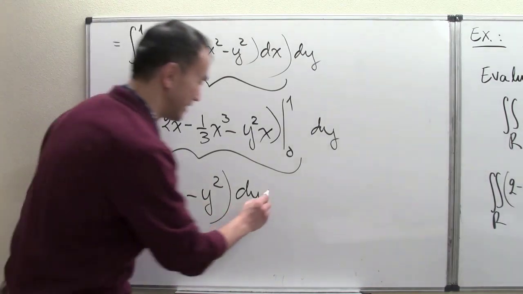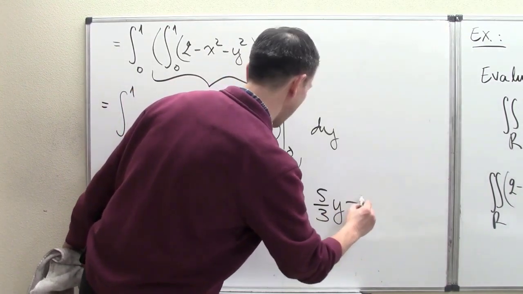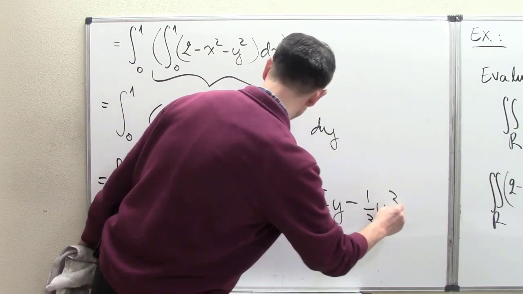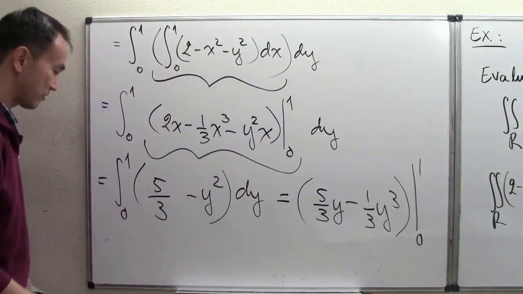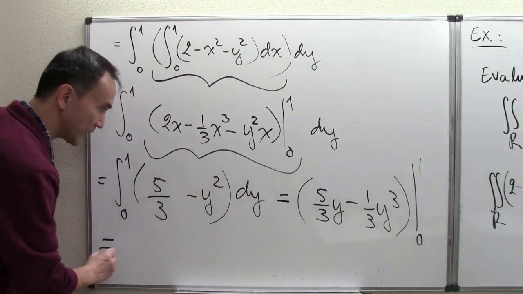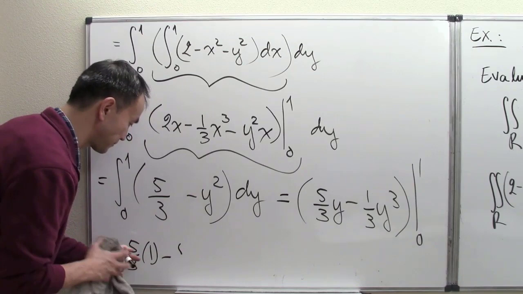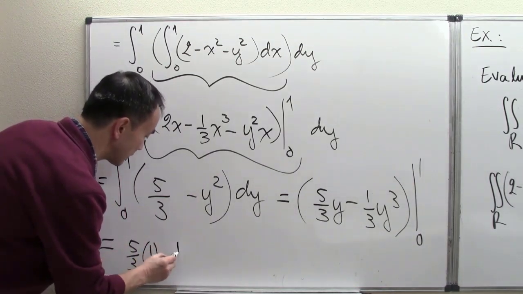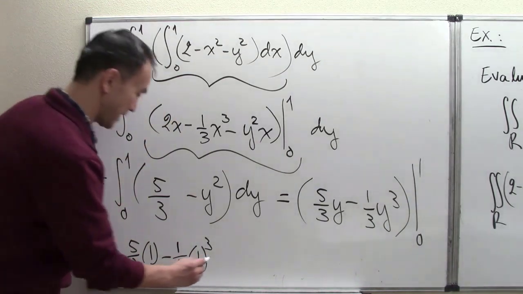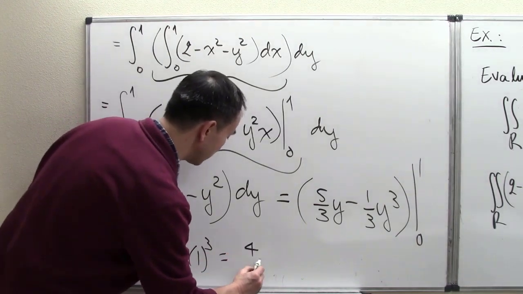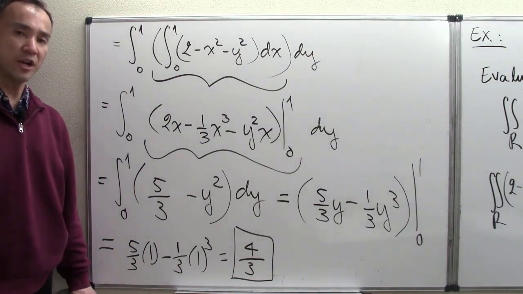Everything is ready for us. So that now becomes 5/3 y minus 1/3 y cubed. And now we're evaluating this from 0 to 1. And that now gives us the final double integral value: 5/3 times 1 minus 1/3 times 1 cubed. All right, and that is simply altogether 4/3. That's our final answer. So that's the double integral.